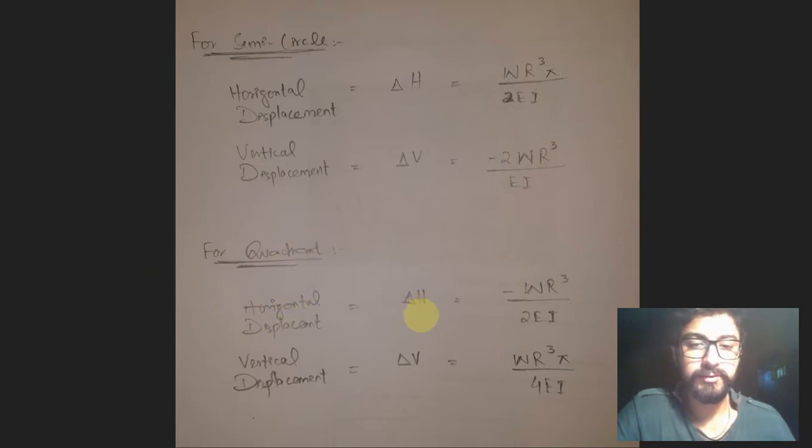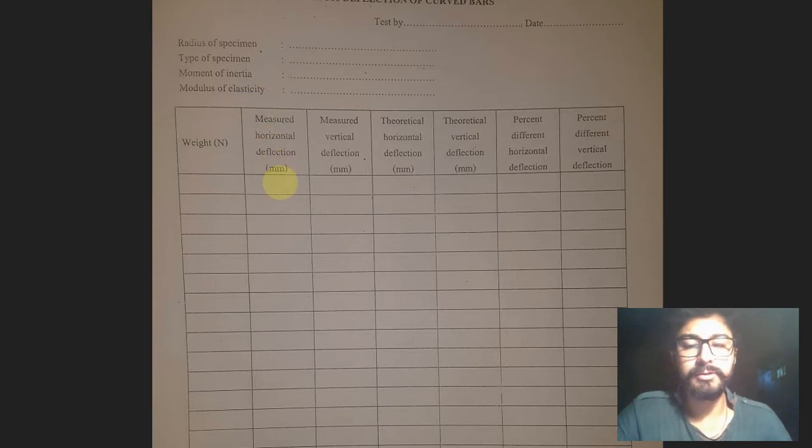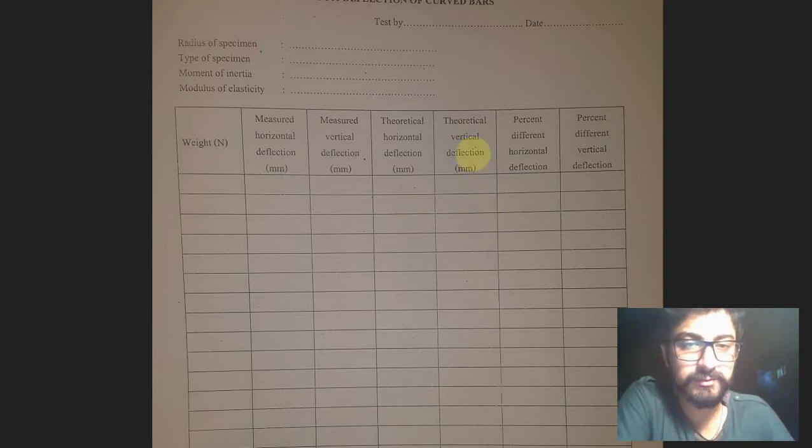Similarly, for the quadrant we have delta H is equal to negative WR cube over 2EI, where vertical displacement is WR cube pi over 4EI. So this is how we are going to tabulate our data: weight, theoretical horizontal deflection with the help of the formula, theoretical vertical deflection with the help of the formula, measured horizontal deflection with the help of the horizontal dial gauge, measured vertical deflection with the help of the vertical dial gauge, and their percentage difference.